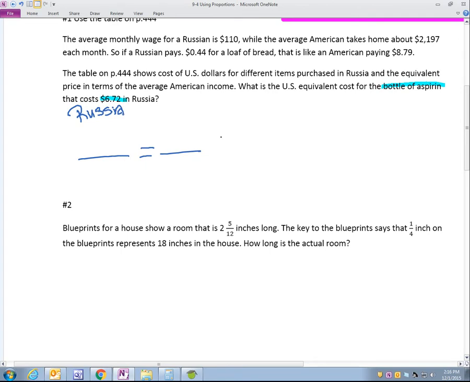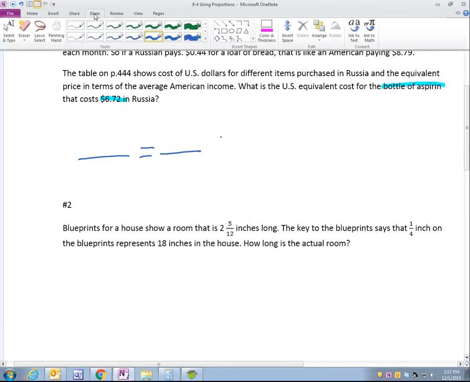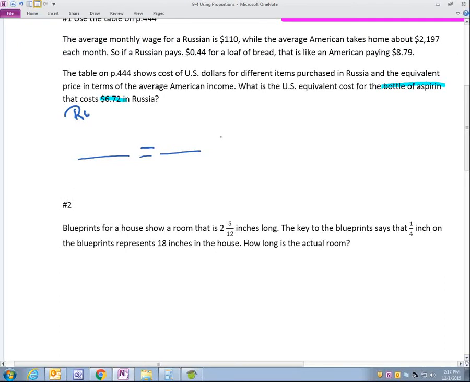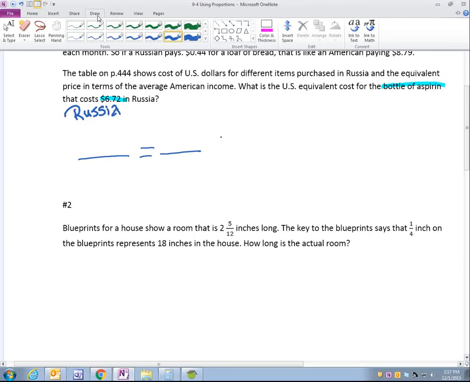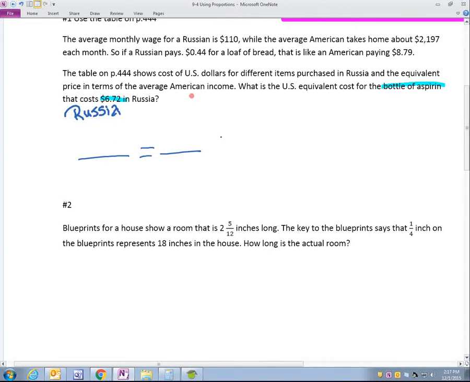Russia's flag is also red, white, and blue, so I'm doing Russia as blue. And the United States has red as our first color, so guess what?